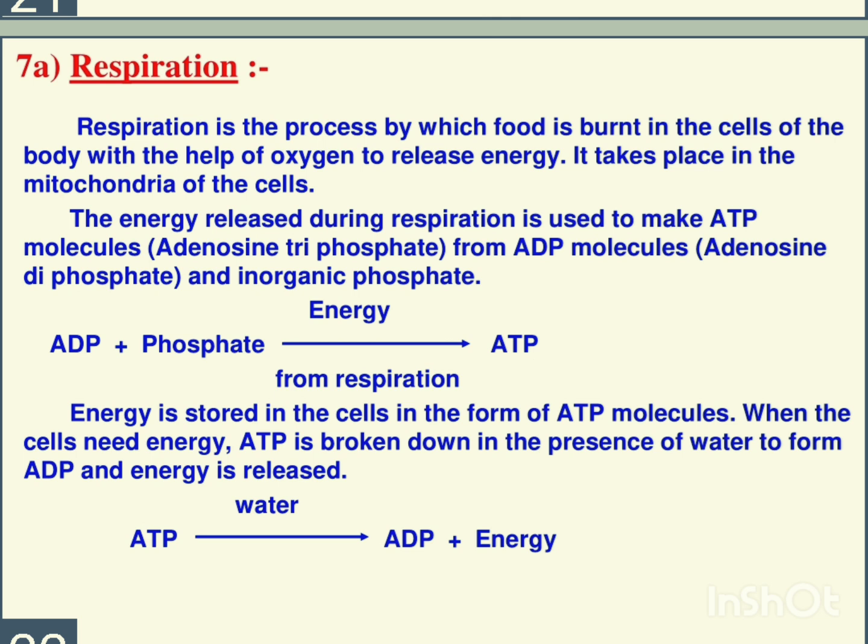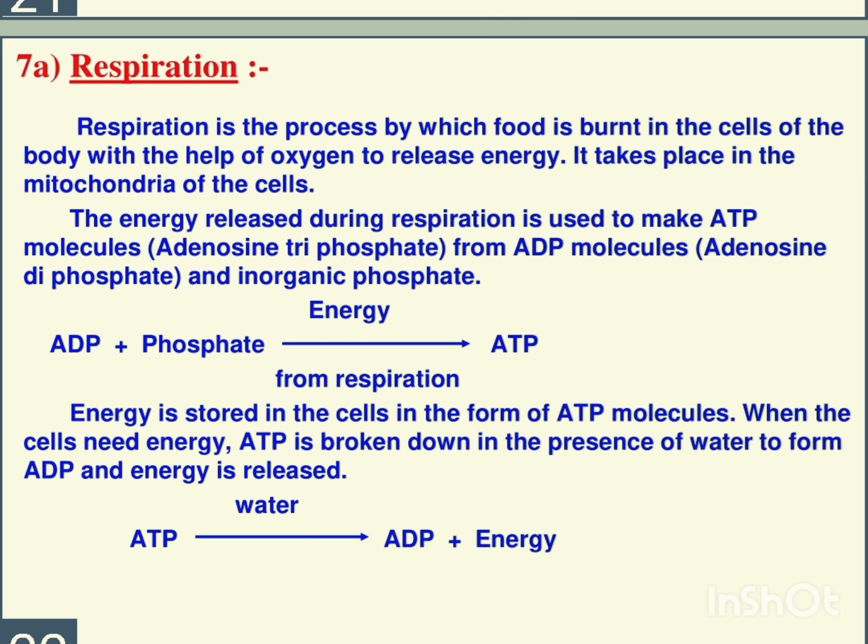You know everything, respiration is a process by which food is burnt in the cell of the body with the help of oxygen to release energy. It takes place in the mitochondria of the cell. We have already learned about this in the Part 1 lesson about respiration. Respiration is that in which food is burnt in the cell with the help of oxygen. Why is the food burned? The food is burned to release the energy in the body. It takes place in the mitochondria of the cell. Mitochondria is called the powerhouse of the cell.